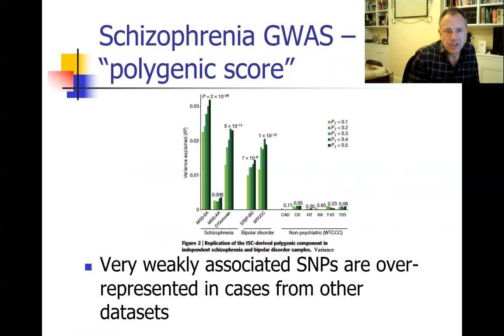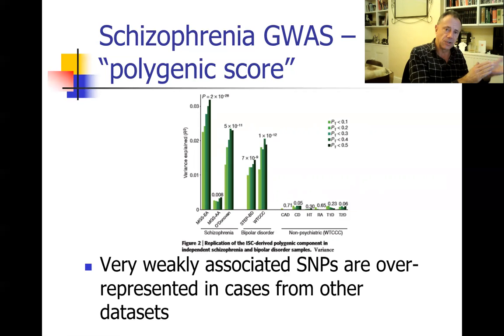Now, another thing that you get from GWASs is polygenic risk score. The idea of a polygenic risk score is you take hundreds or thousands of variants which have very weak association with disease, but if you add them all up together, their cumulative effect, you get an overall idea of an individual person's PRS, polygenic risk score, their genetic susceptibility to a particular phenotype.